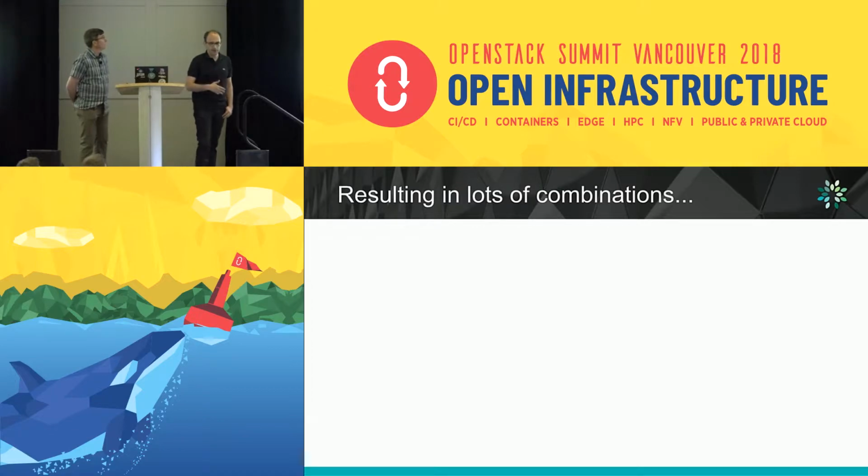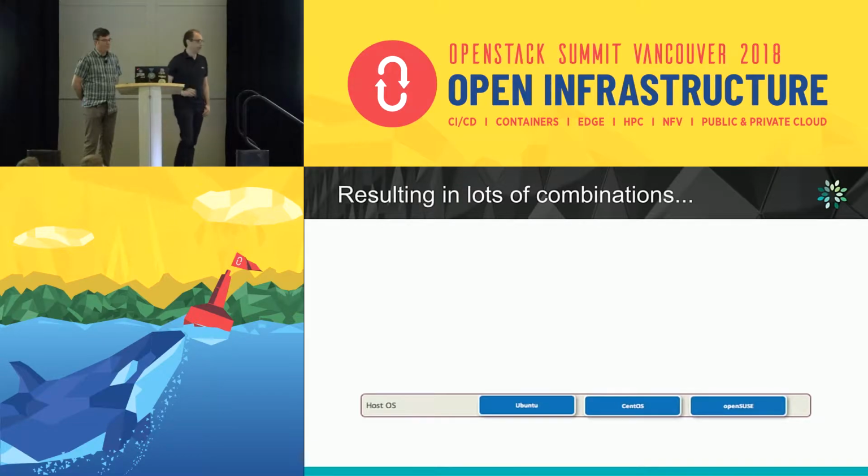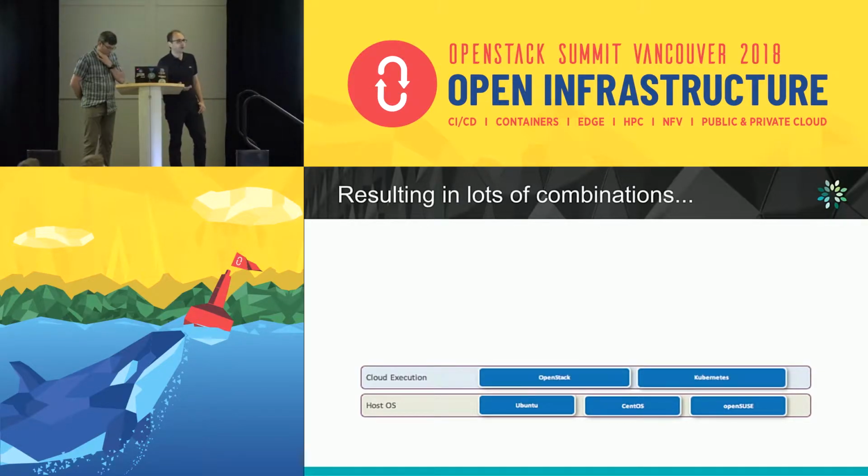And this results in lots of combinations, because it's not just limited to the technologies we are working with, but we have 3 different Linux distributions. So the first thing we do on our bare metal machines, we provision them with one of the Linux distributions. It could be Ubuntu, CentOS, or openSUSE. And then once the provisioning is done, we put OpenStack or Kubernetes on top of that.